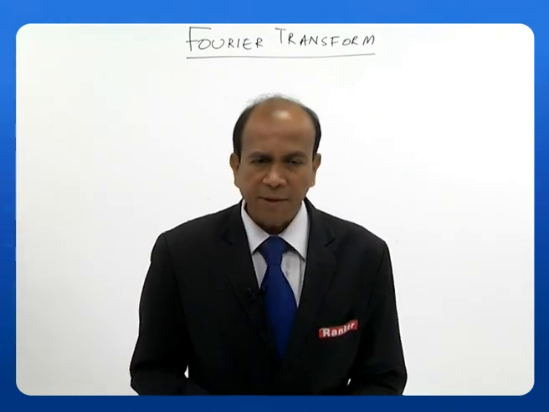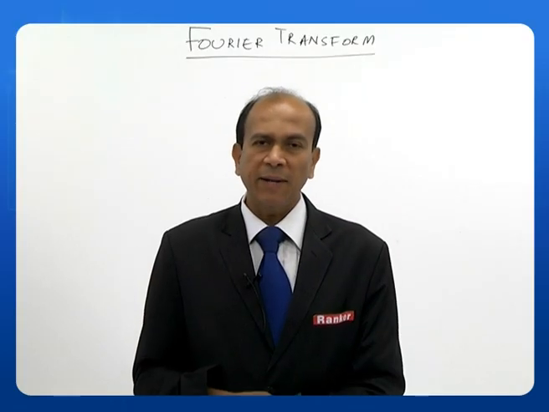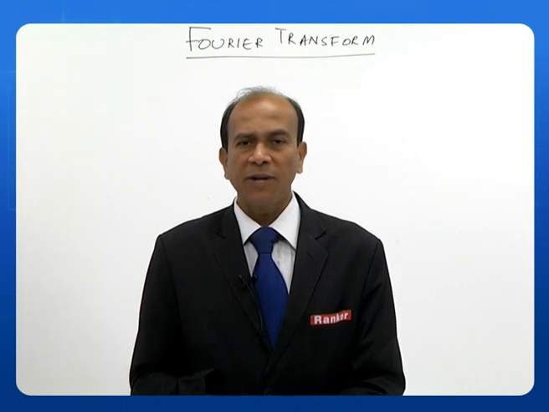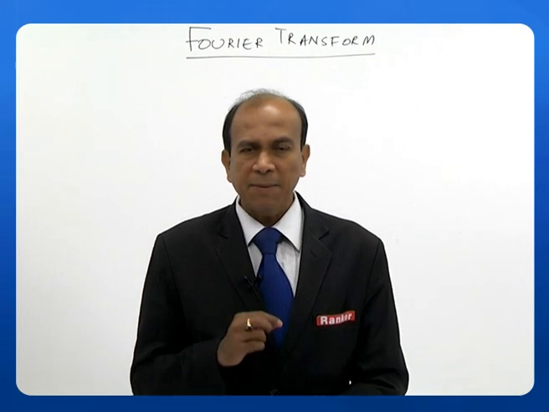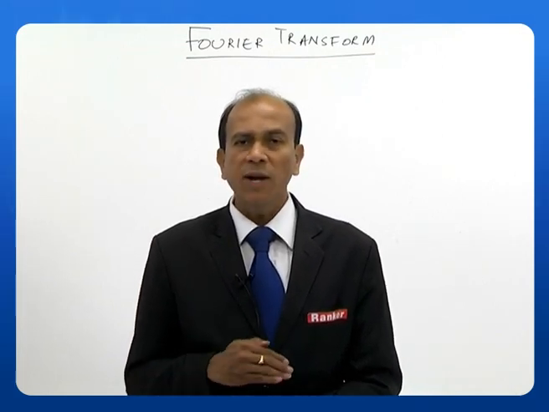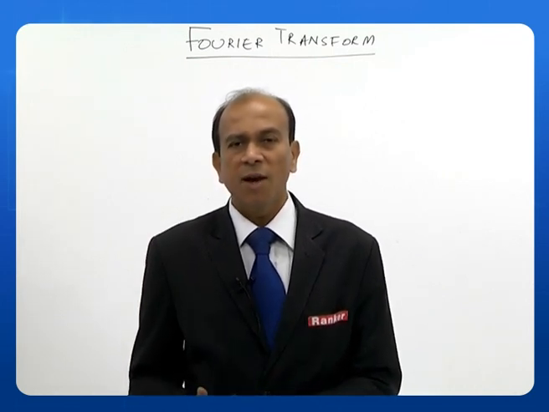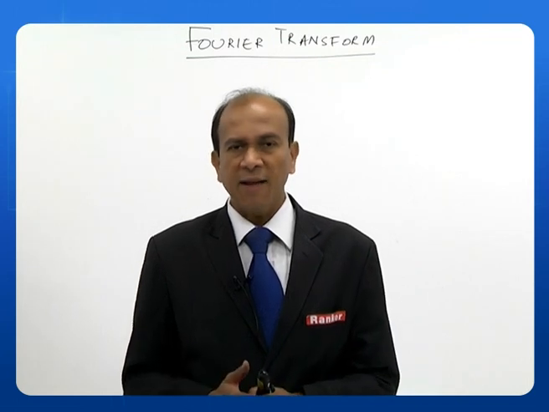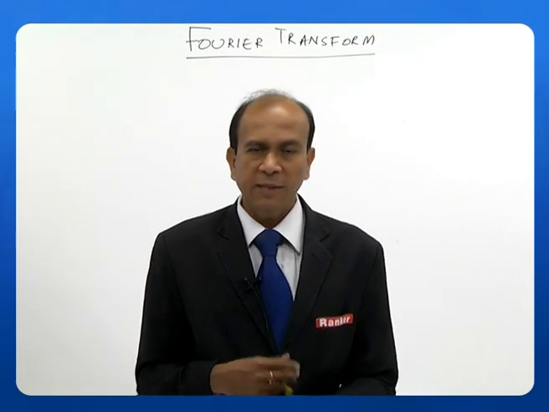Let us see property 3. What does property 3 say? The maximum value of the autocorrelation function is at the origin. This is similar to property number 3 of autocorrelation functions of energy signals. We have seen that the maximum value of the autocorrelation function can occur only at the origin, because this is where tau is 0. So, intuitively we can say that the value will be maximum at this place because there is no time delay.